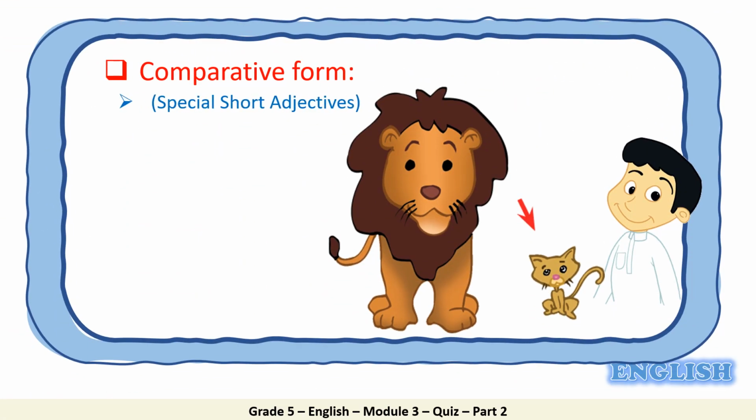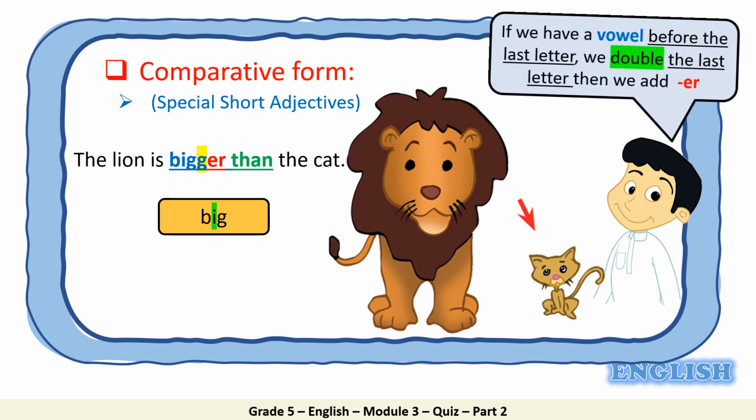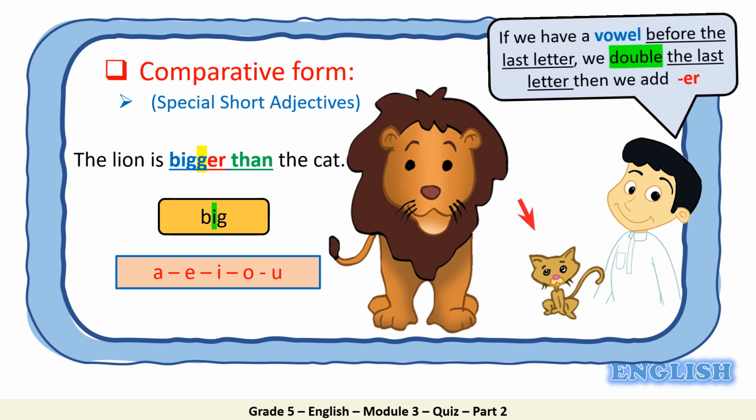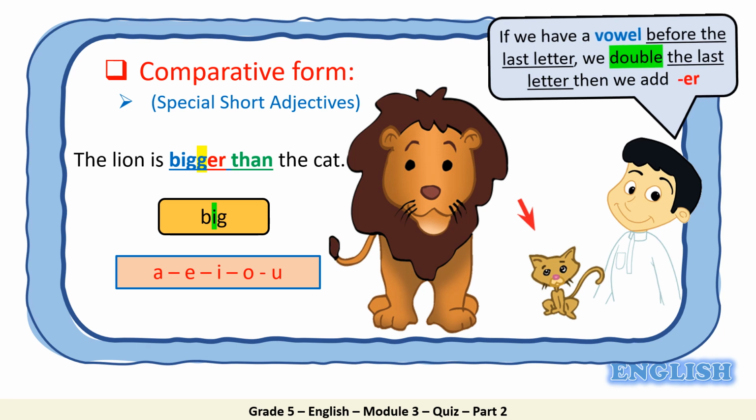Some of the short adjectives are special. You have to make small changes to them before you add the er at the end. For example, take a look at this sentence. The lion is bigger than the cat. What do you notice? What happened to the word big? Did we only add er at the end? No, we doubled the letter G. Why did we do so? Well, if we have one of these vowels, A, E, I, O, U, before the last letter, we double the last letter, then we add er.